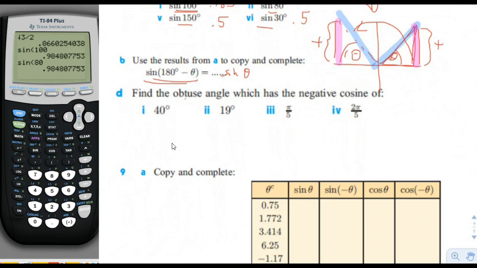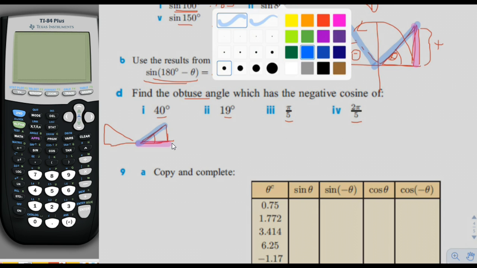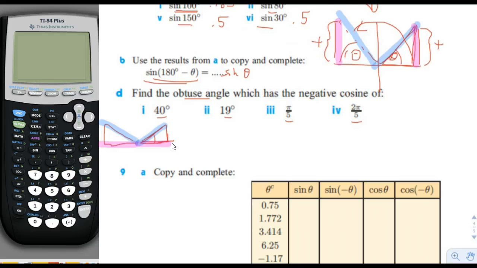Find the obtuse angle which has the negative cosine of 40 degrees, 19 degrees, pi over 5, 2 pi over 5. The obtuse angle which has the negative cosine of. So let's draw 40 degrees. 40 degrees is about like that. And then the cosine is going to be this length here, over the hypotenuse, which is that length there. We want the negative cosine of that. So let's say the pink would be negative. So it would be pointing in the negative direction, and the hypotenuse would be the same. So we can see that this would be a mirror image of that one.